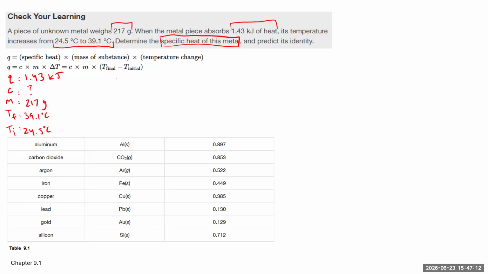Let's work this out. I'm going to write the whole equation and plug the variables in. Q equals C times M times TF minus TI. All right, let's plug it in. Q equals, we don't know. Oh, sorry. We know Q. It's 1.43 kilojoules.